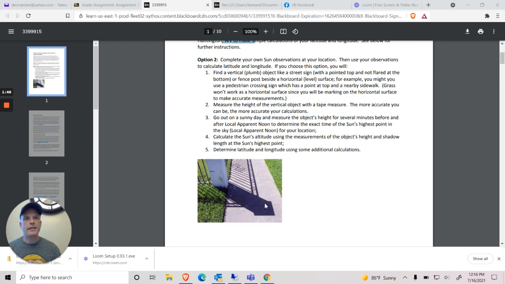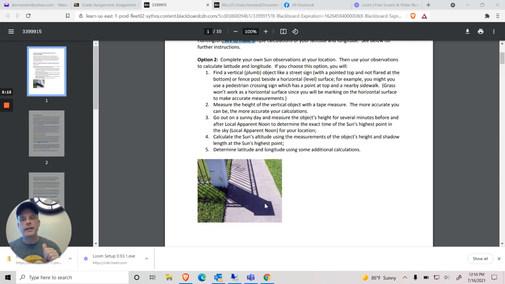Now to do that, there's one key, and that is to get the precise exact time when the sun is highest in the sky for your position. That's going to allow you to do two things. It's going to allow you to calculate your longitude based on the time difference between your local apparent noon, solar noon, and Greenwich, England, the prime meridian.